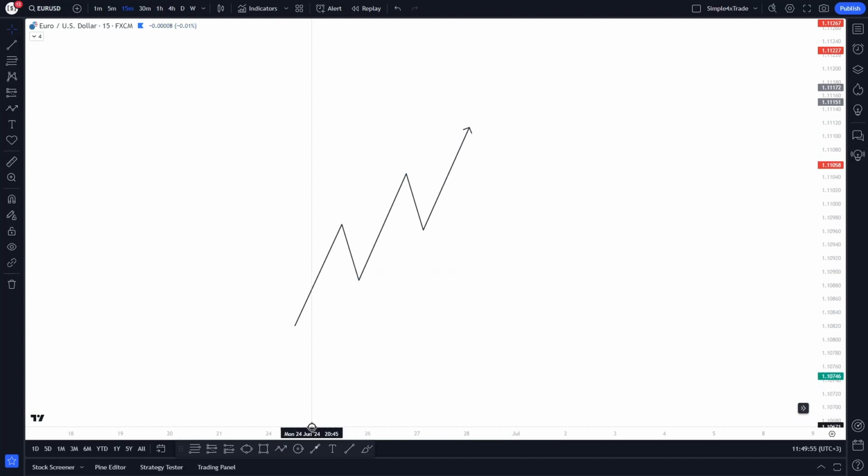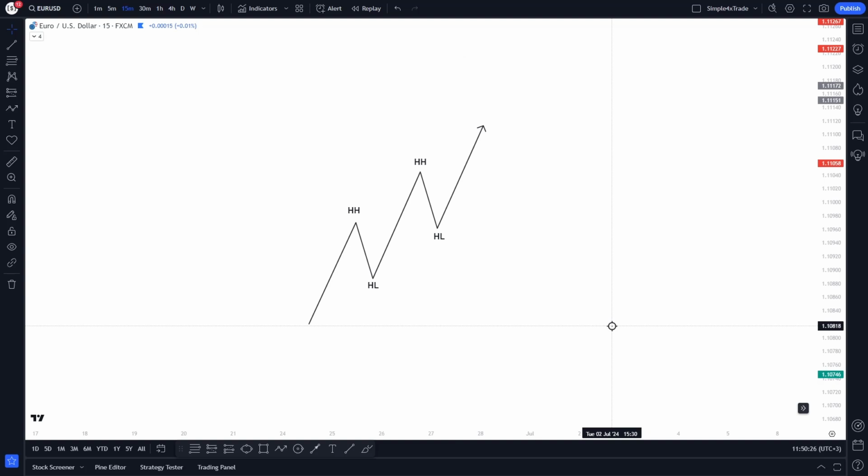Standard market structure looks something like this. We form new highs and new lows. For example, here we have a higher high, here is a new higher high, highs are updated, and lows also, like this. So this is how the standard market structure looks. We form new highs and new lows in the upward direction. A new high is bigger than the previous. So we figure out this is an uptrend.